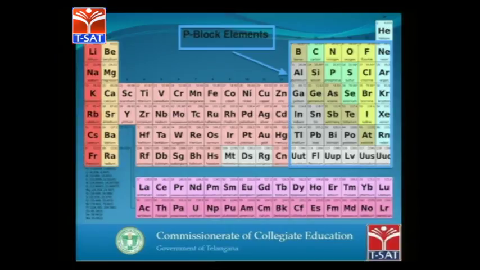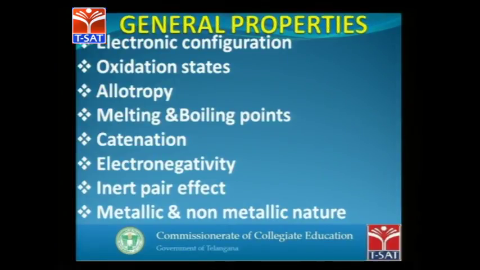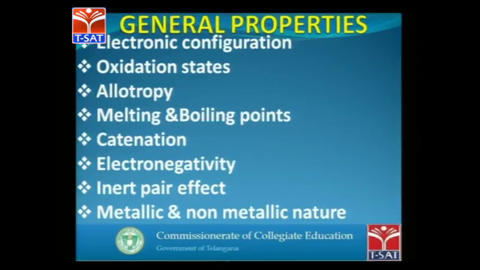Before going to the details of the 3rd, 4th and 5th group elements, we have to know some general properties of these groups: the electronic configuration, oxidation states, allotropy, melting and boiling points, catenation, electronegativity, inert pair effect, and metallic and non-metallic nature.